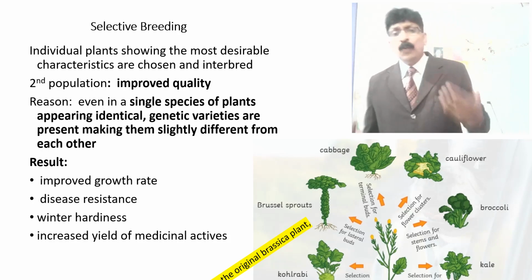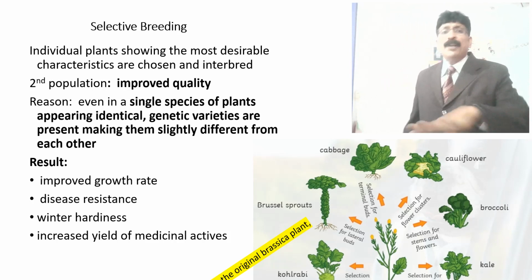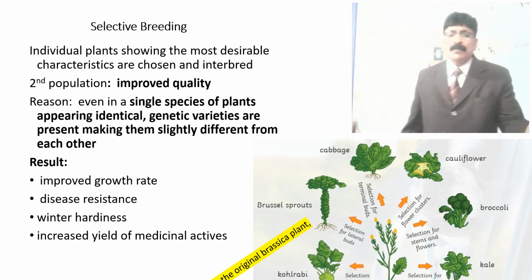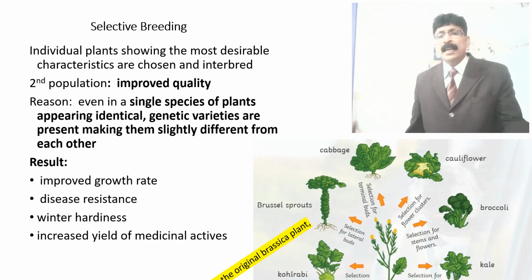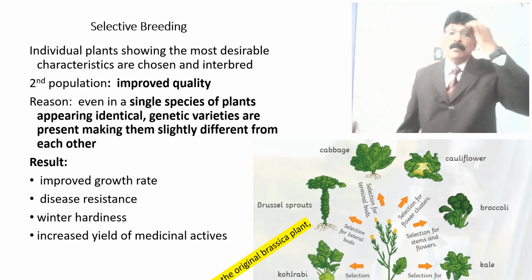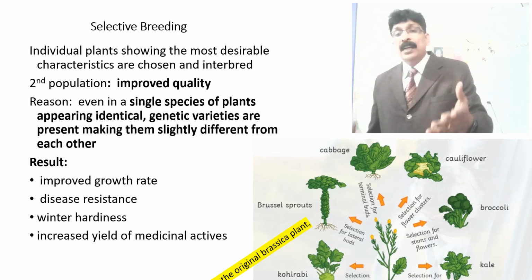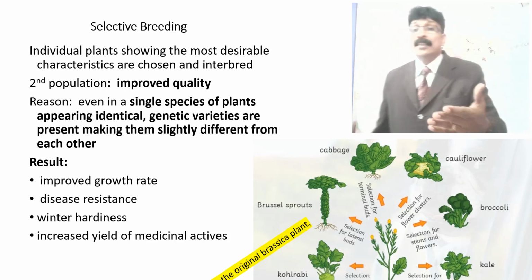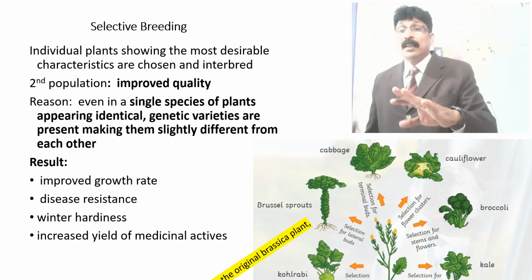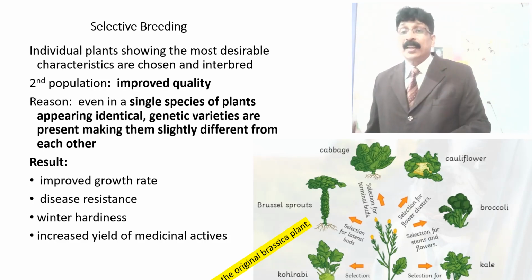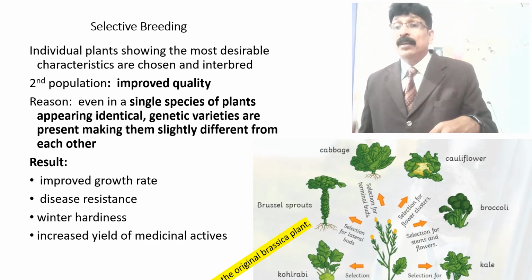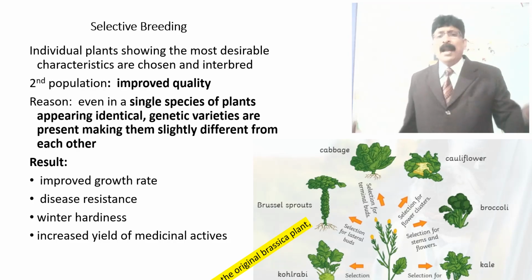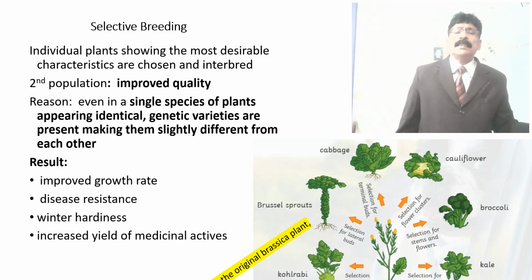So for an original Brassica plant, when you are doing this selection, you can see selection for a stem, kohlrabi is obtained; selected from a lateral bud, Brussels sprouts you can produce; selection of terminal buds, cabbage; selection of flower cluster you will get cauliflower; selection of a stem and flower, broccoli; selection for leaves, kale. So with one plant example like Brassica, selective breeding can be done.